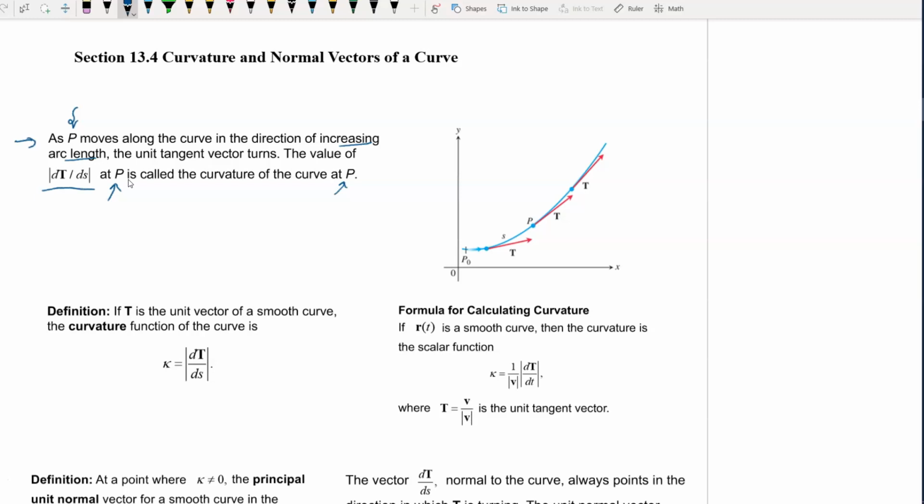Definition: if T is the unit tangent vector of a smooth curve, the curvature function of the curve is k equal to the length of dT over ds. Here we have a formula for calculating curvature. If r of t is a smooth curve, then the curvature is a scalar function, k equal to 1 over the length of vector v multiplied by the length of dT over dt, where T is equal to the velocity vector over the length of the velocity vector, the unit tangent vector.